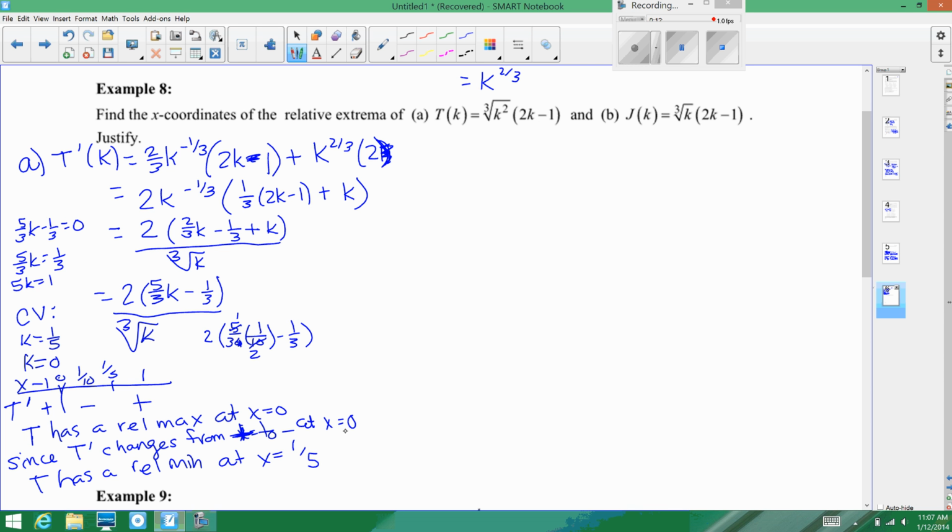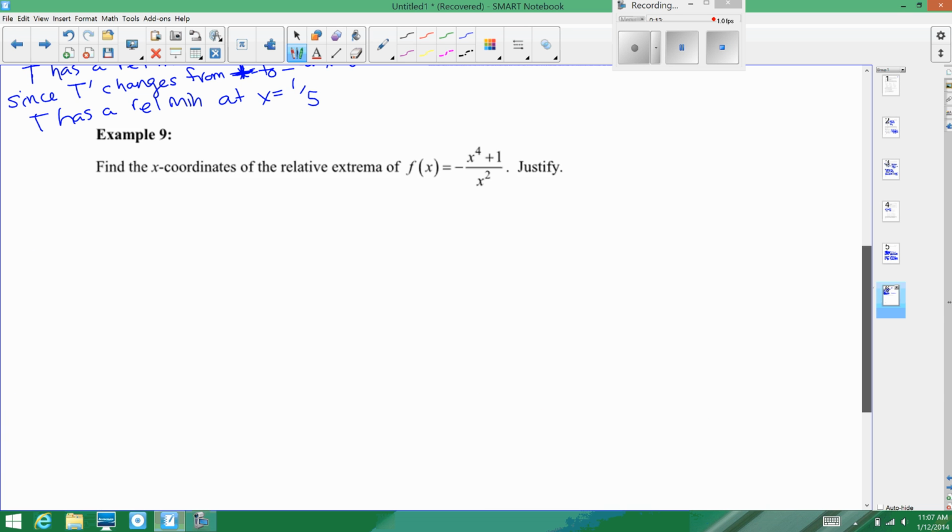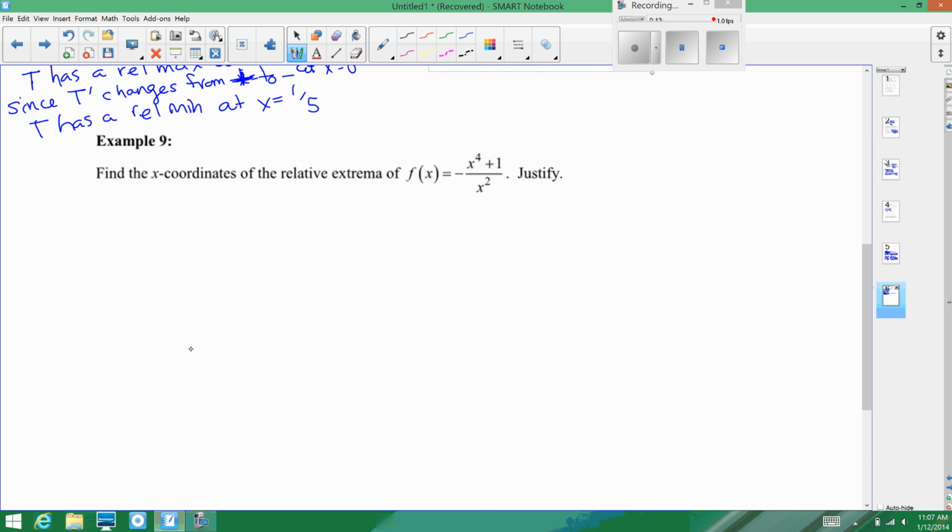All right, and then also example 9. Now in your work, I want you to just write for part B where J has a relative min. So you're going to write that J has a relative min at, and tell me why. And then also on example 9, I'd like you to tell me this one, f has a relative max at, and tell me why.